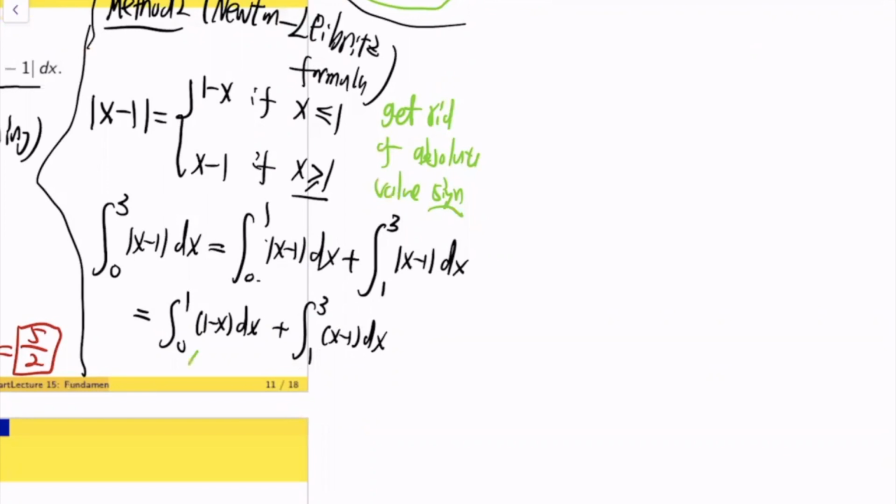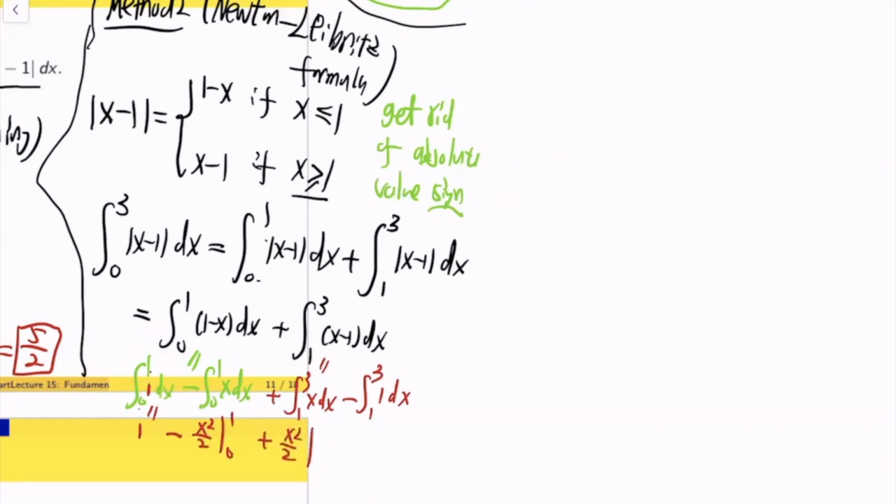For this one, we have the integral from 0 to 1 of dx, minus the integral from 0 to 1 of x dx. And this part equals the integral from 1 to 3 of x dx minus the integral from 1 to 3 of 1 dx, right? This first part will just be 1 because it's a constant and the length is 1. This will be x squared over 2 evaluated at the endpoints, plus x squared over 2 evaluated at the endpoints, and then minus 1 times the length 3 minus 1, which is 2.